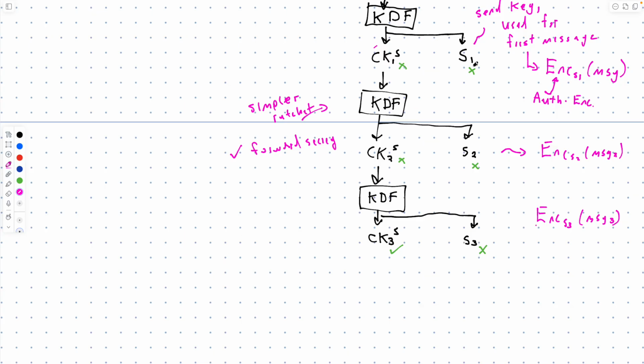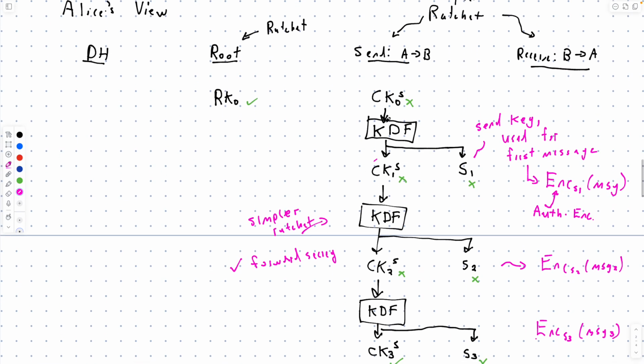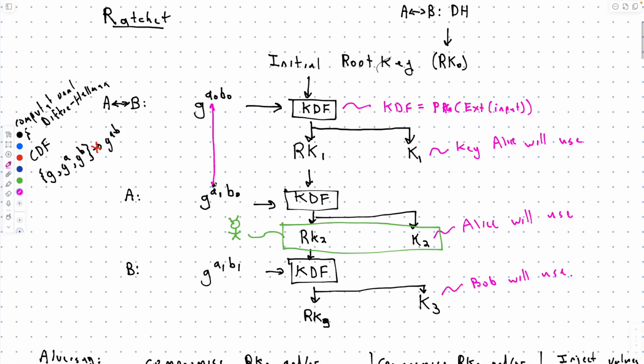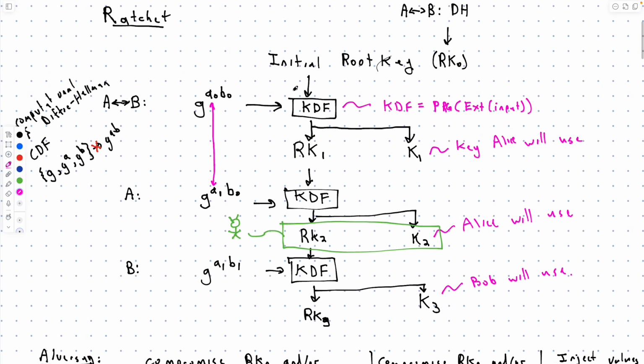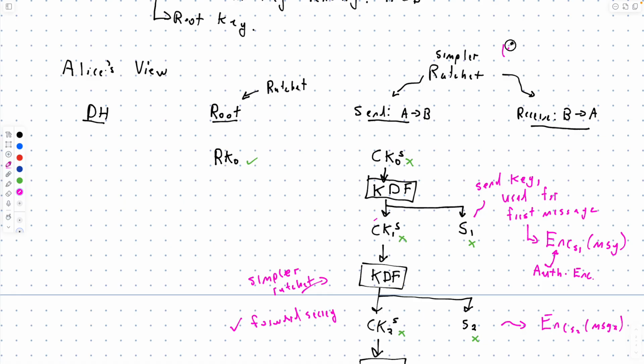Let's say that you steal CK1. Can you figure out CK2, CK3, S2, and S3? But where's the Diffie-Hellman? The Diffie-Hellman actually comes into the KDF. When I said it's a simpler ratchet, what I meant is that there is no Diffie-Hellman. The complex ratchet takes two inputs and gives two outputs. By simple ratchet here, I mean it just has one input. One input, no Diffie-Hellman.